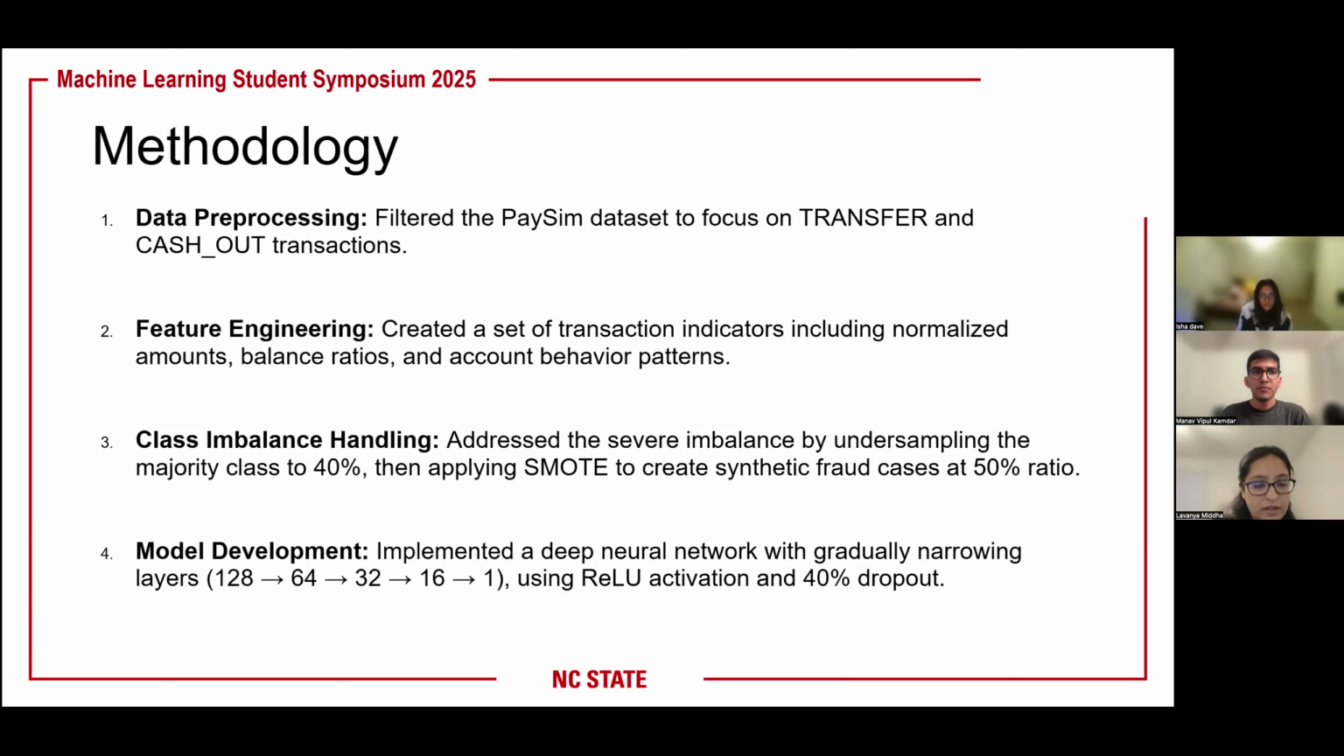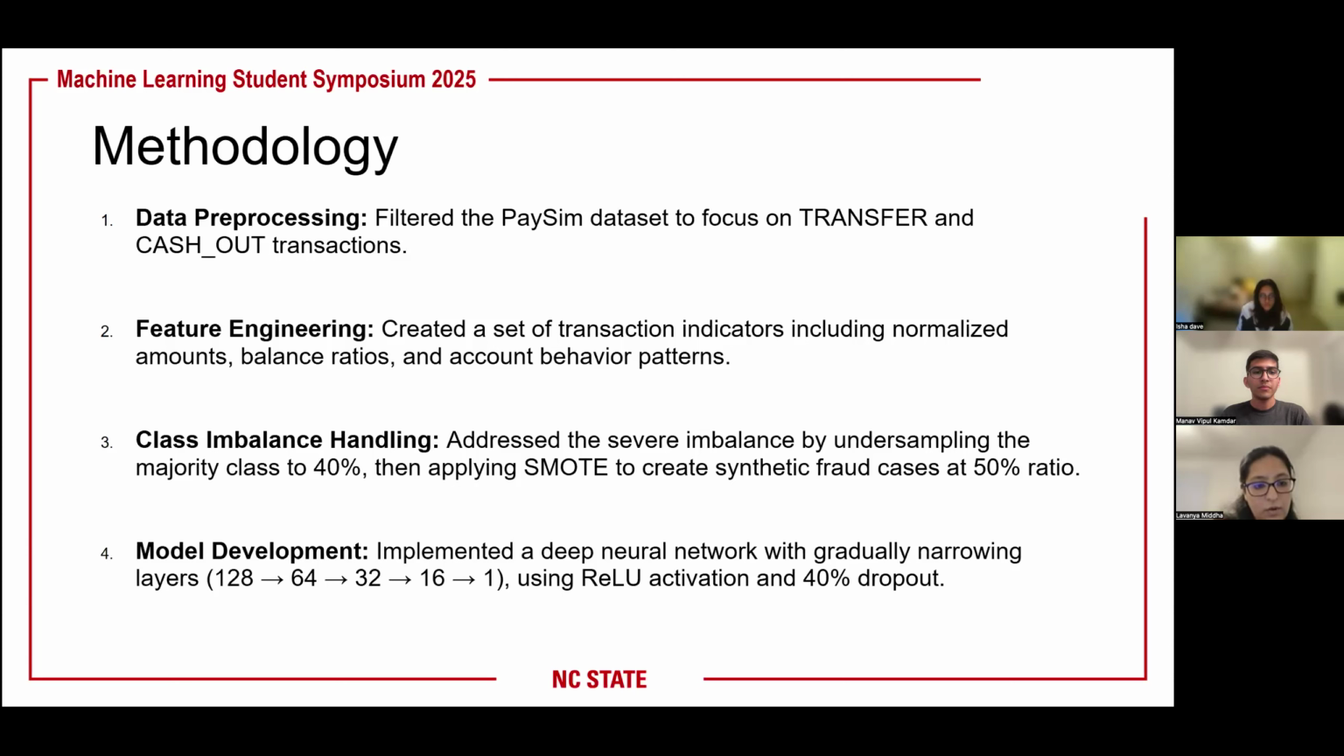Then we conducted class imbalance handling. So we basically undersampled the majority class, which was the class with non-fraud transactions in our dataset, and we then applied SMOTE to get a 50-50% ratio for both the classes.